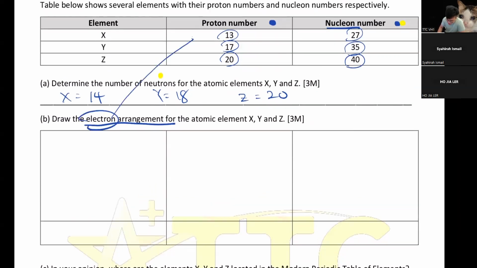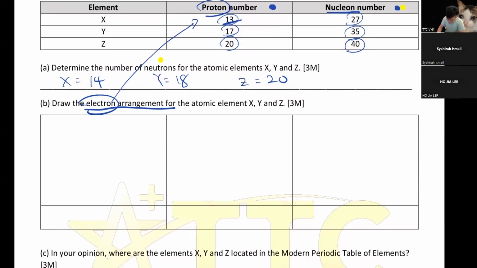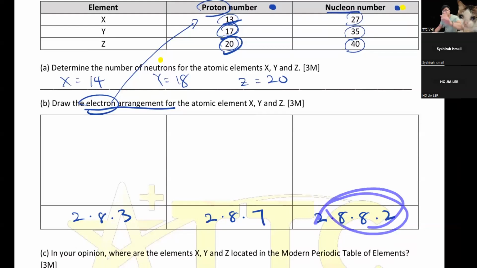Next, electron arrangement. Electron, again, we follow proton. So how do you arrange 13? 2, 8, 3. How do you arrange 17? 2, 8, 7. How do you arrange 20? 2, 8, 8, 2. This one is a bit special because this one has 4 shells, so this should be in period 4, group 2. So you draw yourself.